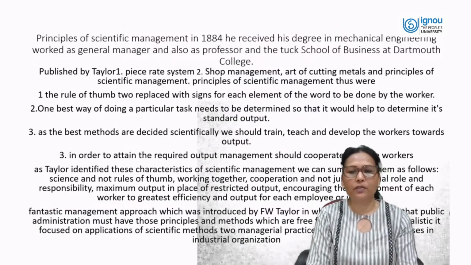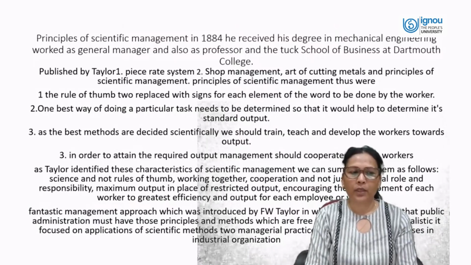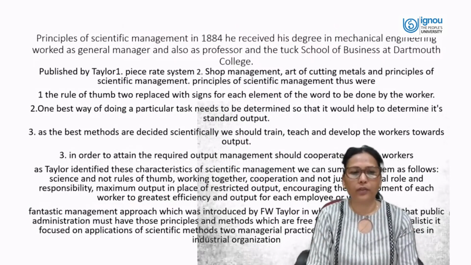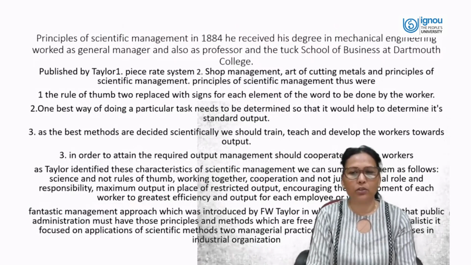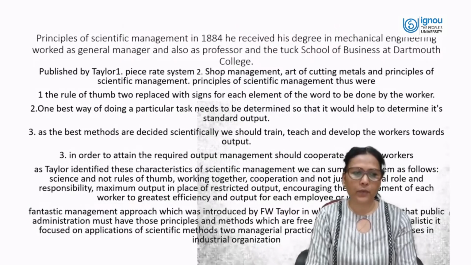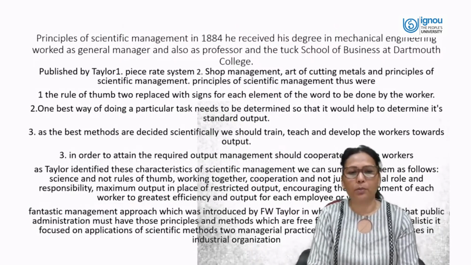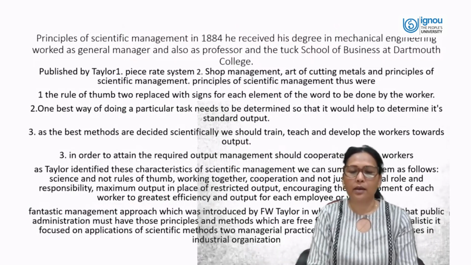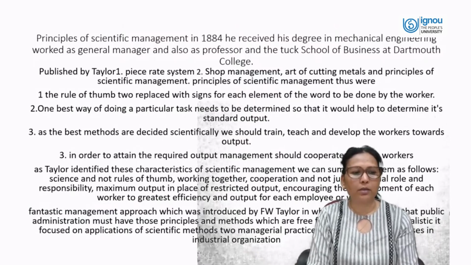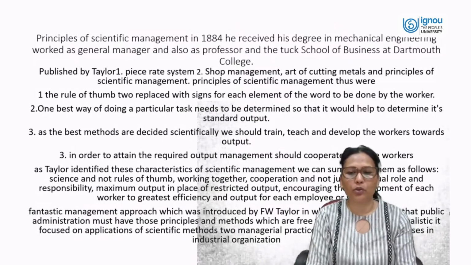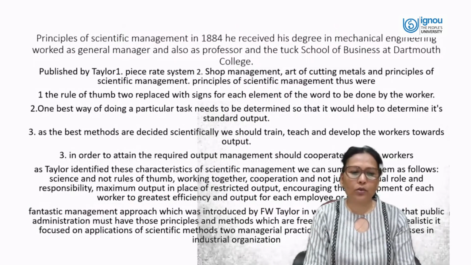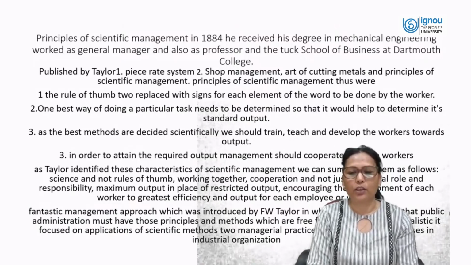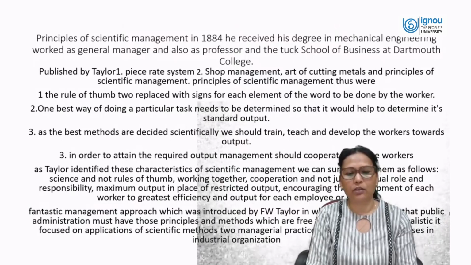The principles of scientific management were: first, replace the rule of thumb with the science of each element of the work to be done by the worker. Second, the one best way of doing a particular task needs to be determined so that it would help to determine its standard output. Third, as the best method is decided scientifically, we should train, teach, and develop the workers towards output. In order to attain the required output, management should cooperate with the workers.